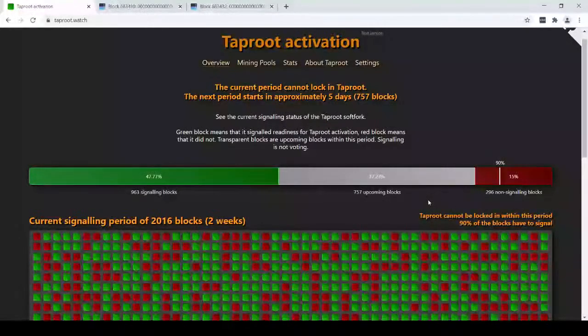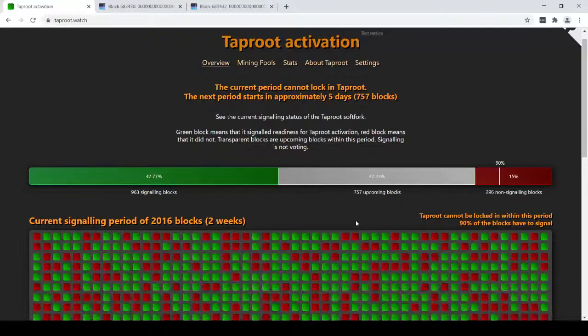Now, interesting here, in order for Taproot to be activated within a signaling period, 1815 blocks, 90%, need to signal yes. And we can tell if 296 have signaled no within this period, that means that even if all of the ones coming next were yes, we still wouldn't hit 90%. And that's why it says here, Taproot cannot be locked in within this period. So next period, we'll see if we can reach it.